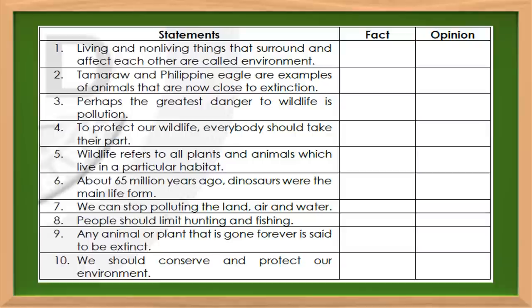Number 8. People should limit hunting and fishing. Number 9. Any animal or plant that is gone forever is said to be extinct. Number 10. We should conserve and protect our environment.